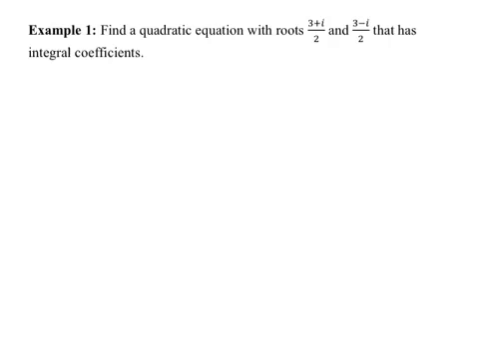Example 1 says find a quadratic equation with roots of quantity 3 plus i over 2 and quantity 3 minus i over 2 that has integral coefficients. So this simply means that a, b, and c have to be whole numbers. Okay, integers, whole numbers and their negatives really. So let's take a look at this one. The sum of the roots is quite simple.